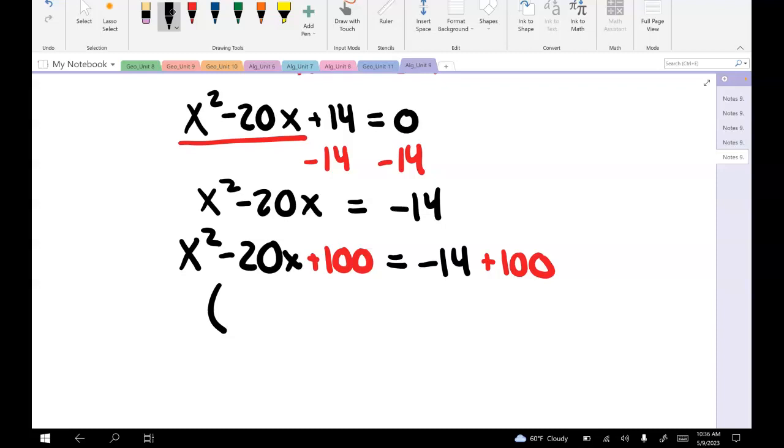You need two numbers that multiply to 100. If you visualize your x in your head, 100's on the top, negative 20's on the bottom. So it has to be negative 10 and negative 10. That multiplies to a positive 100, but it adds to a negative 20. So I could say this is x minus 10 squared. And then we have to simplify our right-hand side. It's not going to be a perfect square. So we get 86.